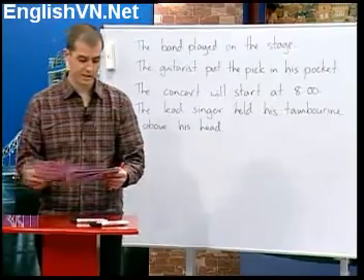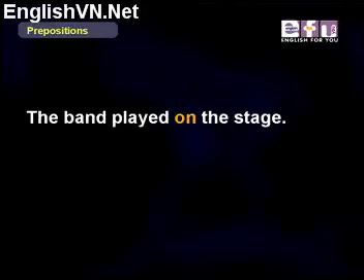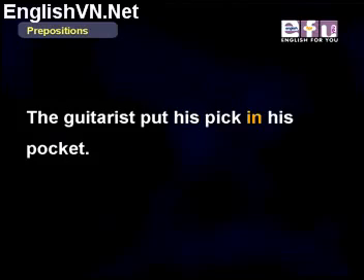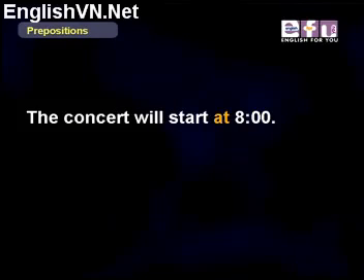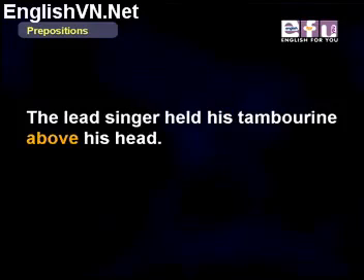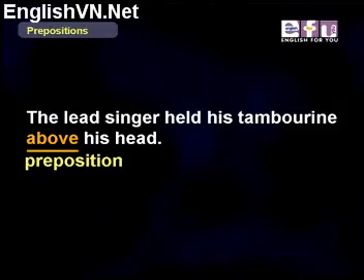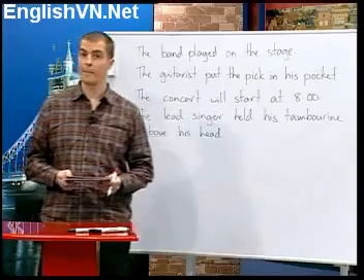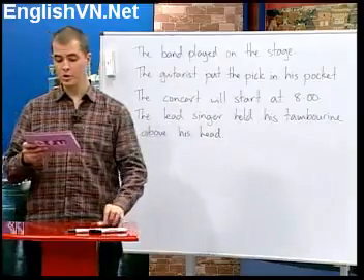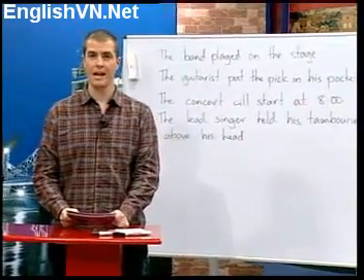Let's have a look at these sentences. In the first sentence, the band played on the stage. On is the preposition. The second sentence, the guitarist put the pick in his pocket. In is the preposition. The concert will start at 8 o'clock. At is the preposition. And the lead singer held his tambourine above his head. Above is the preposition.